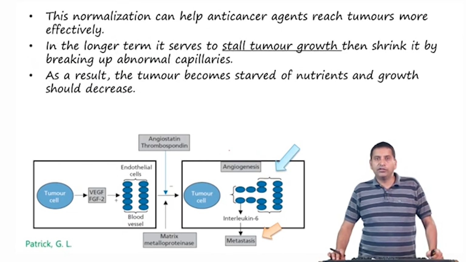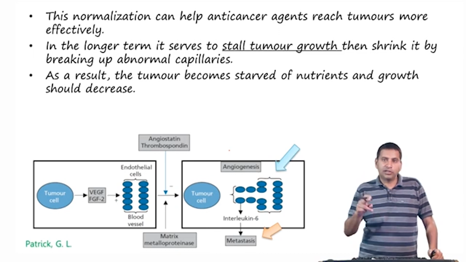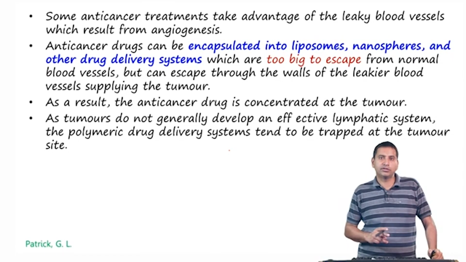So, this normalization can help anti-cancer agents reach tumors more effectively. In the longer term, it serves to stall tumor growth, then shrink it by breaking down abnormal capillaries. As a result, the tumor becomes starved of nutrients and growth should decrease. These are some of the advantages of inhibiting angiogenesis.